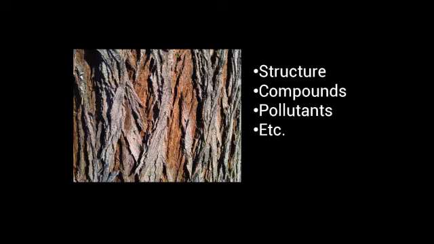Compounds, there are certain compounds that can be found in the bark, such as resins, oils, and tannins that may give it its color. Also, pollutants or pollution accumulation can make bark go black because of smog and coal fumes. Other contributing factors to the color of the bark are moss and lichens, which can make bark look green, gray, white, black, or orange.